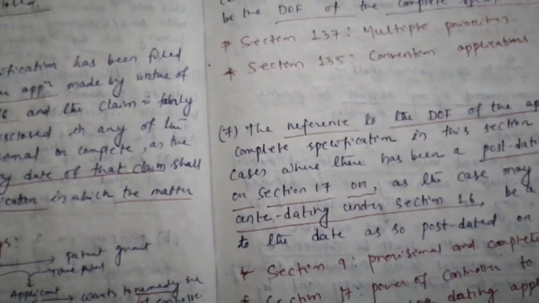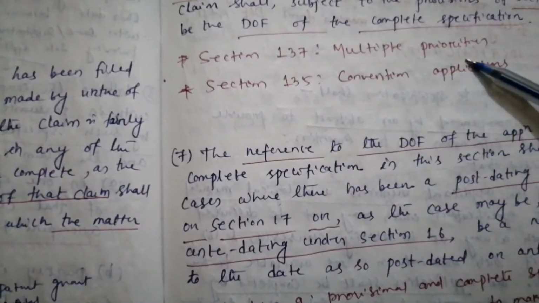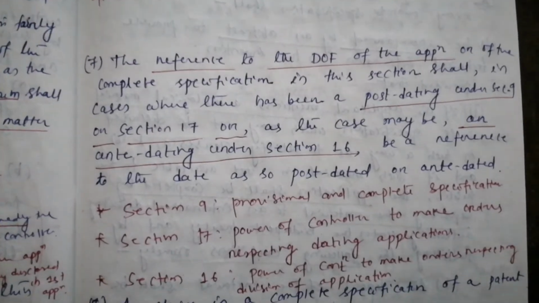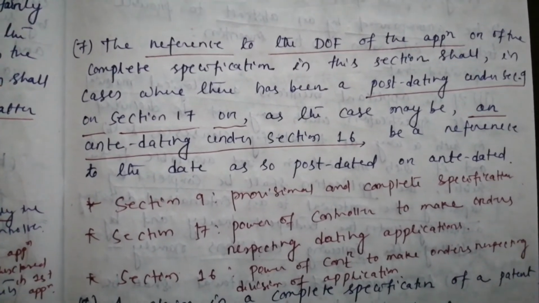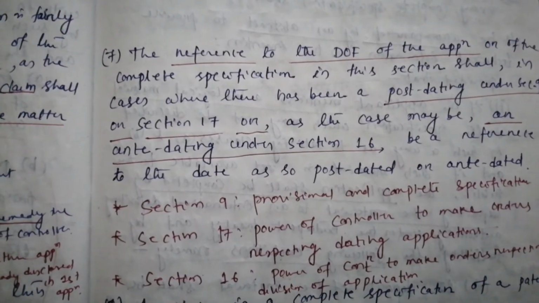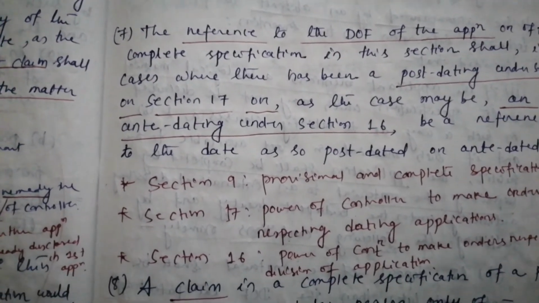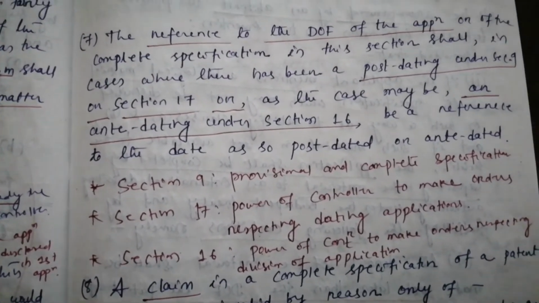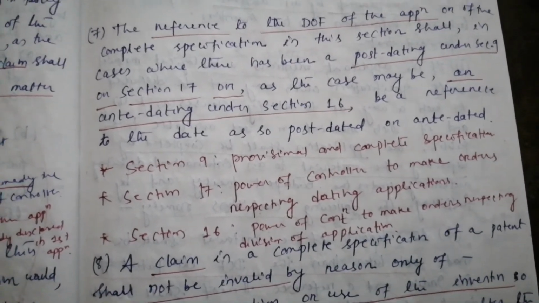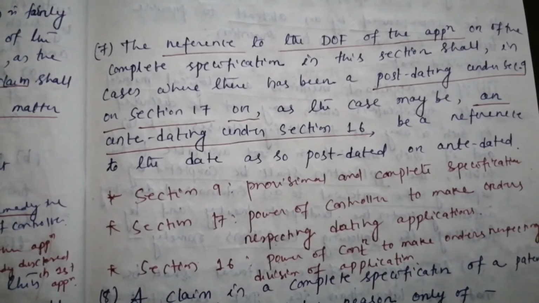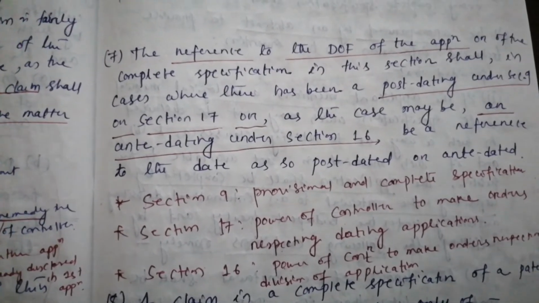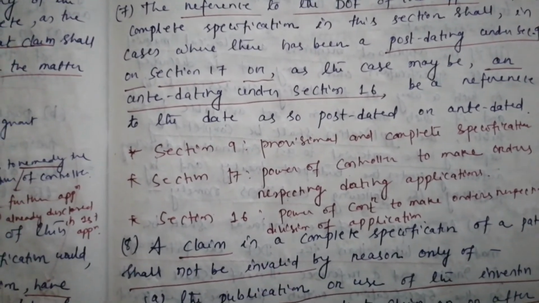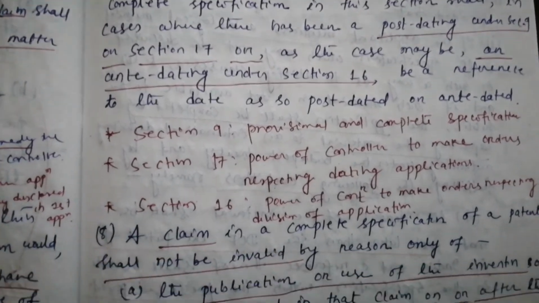Okay, next, here I have just mentioned section 135 is about convention application, just for reference. Subsection 7. The reference to the date of filing of the application or of the complete specification in this section shall, in cases where there has been a post-dating under section 9 or section 17, or as the case may be, an antedating under section 16, be a reference to the date as so post-dated or antedated.